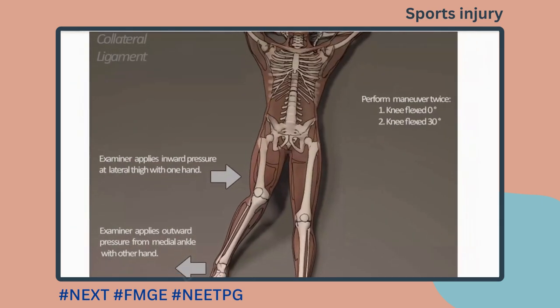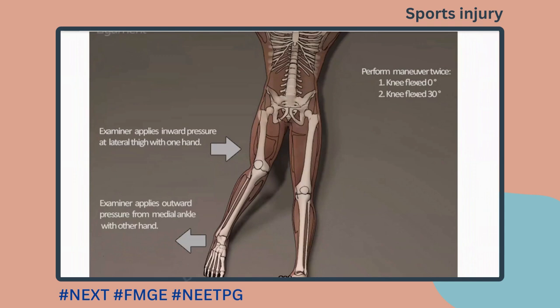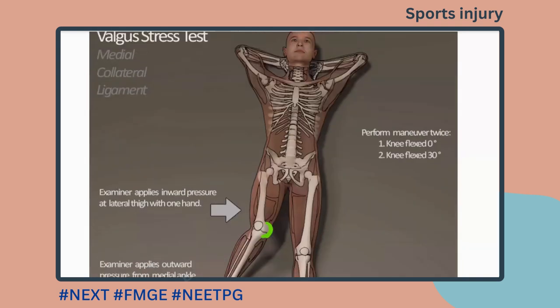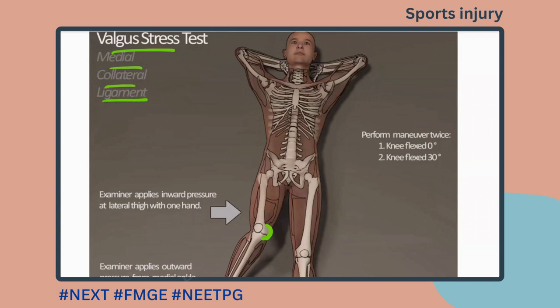In the valgus stress test, the patient is lying supine and you give an outward force at the leg region. If there is an injury on this side, the medial collateral ligament, the stress will open up the knee joint more when you give stress from the lateral side. So the valgus stress test is used to diagnose medial collateral ligament injury. The opposite is the varus stress test, which is used to diagnose lateral collateral ligament injury.